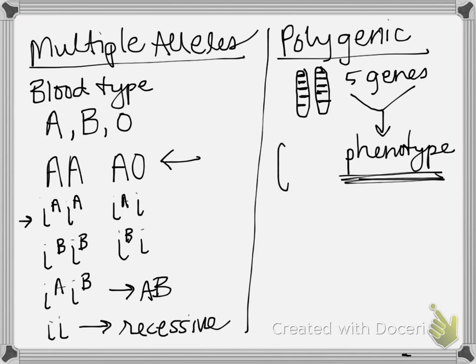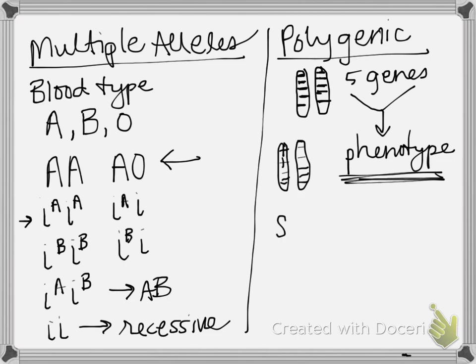For example, this first one could be dominant and recessive, or maybe another dominant and recessive, and maybe this third gene is recessive recessive, and the fourth one's recessive recessive, and the fifth one is recessive recessive. So there are two dominant copies of that allele, and the rest are recessive copies. And that combination might produce one phenotype, and then there might be a different combination to produce a different phenotype.